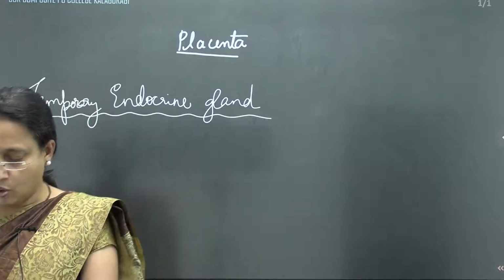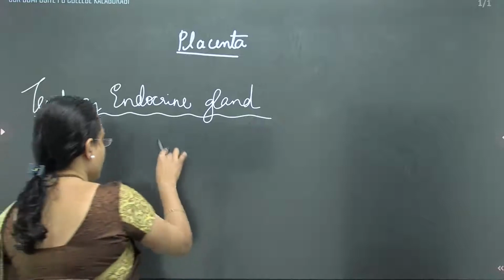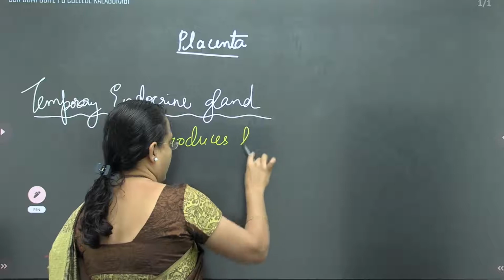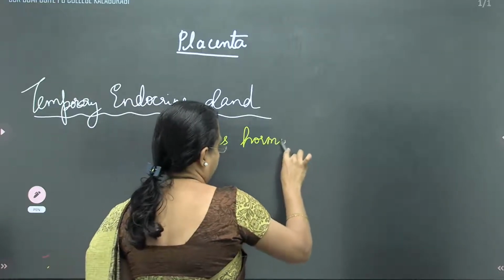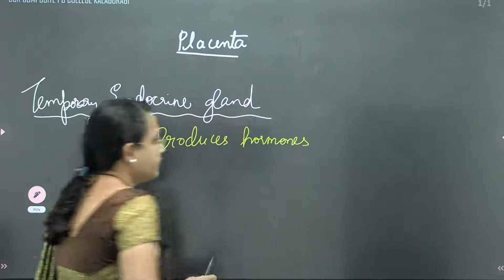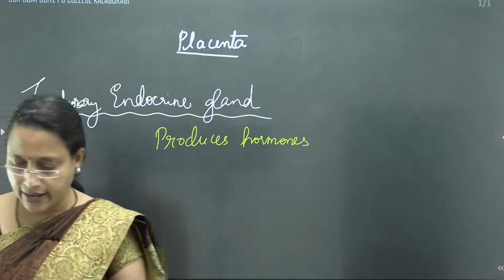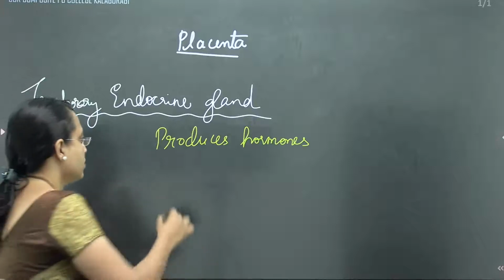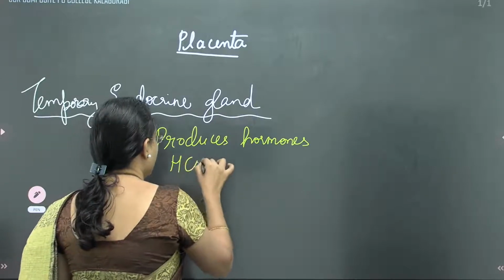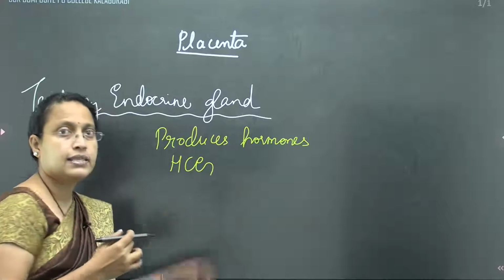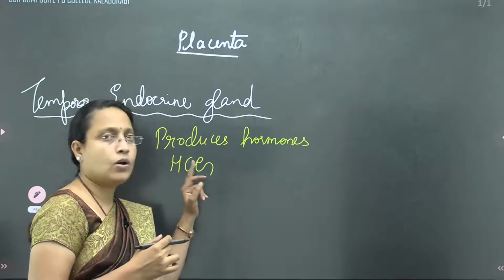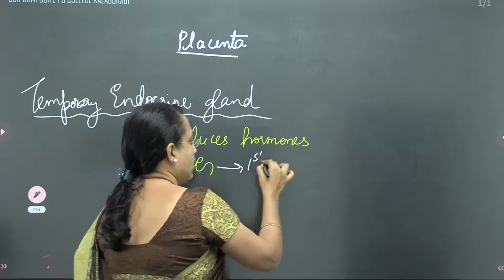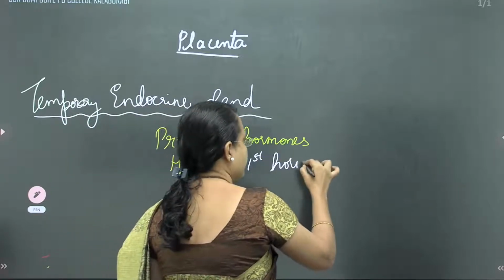So why do you call it that? First thing, it produces hormones. That's why it's called an endocrine gland. Let me mention some of the hormones. The first hormone to be released during pregnancy is human chorionic gonadotropin hormone. This is the first hormone released during pregnancy.